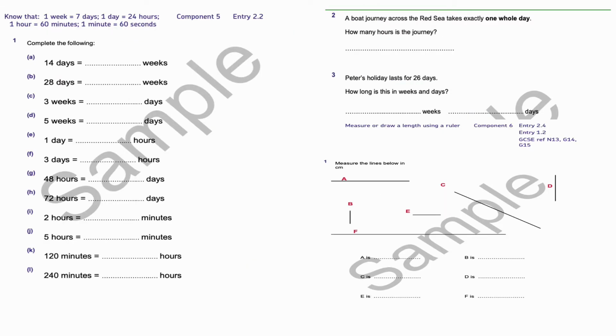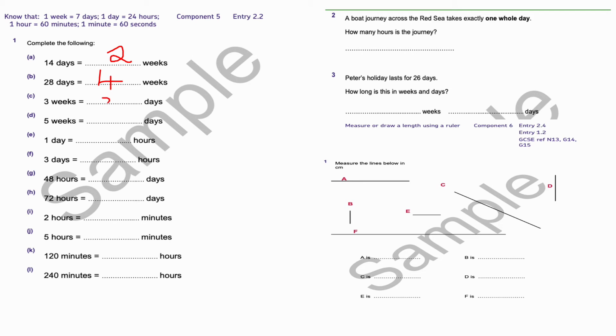Right, guys, so next part now. So know that 1 week is 7 days, 1 day is 24 hours, 1 hour is 60 minutes, and 1 minute is 60 seconds. Complete the following. Part A. 14 days is equal to 2 weeks, because 7 days is equal to 1 week. Okay, so 14 days will equal 2 weeks. Okay, next question. 28 days is how many weeks? 28 days is equal to 4 weeks, because 7 days in 1 week, 7 times 4 is 28.